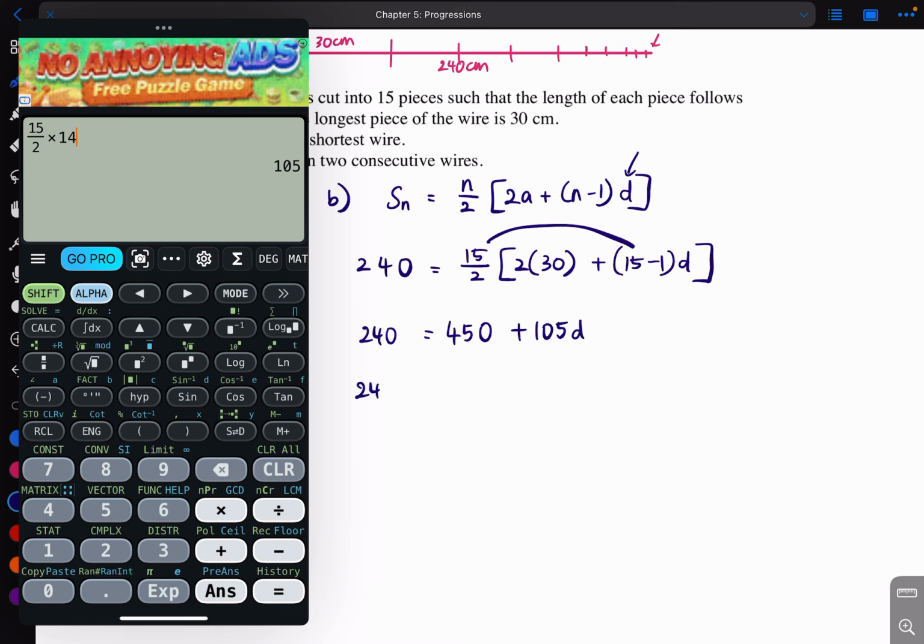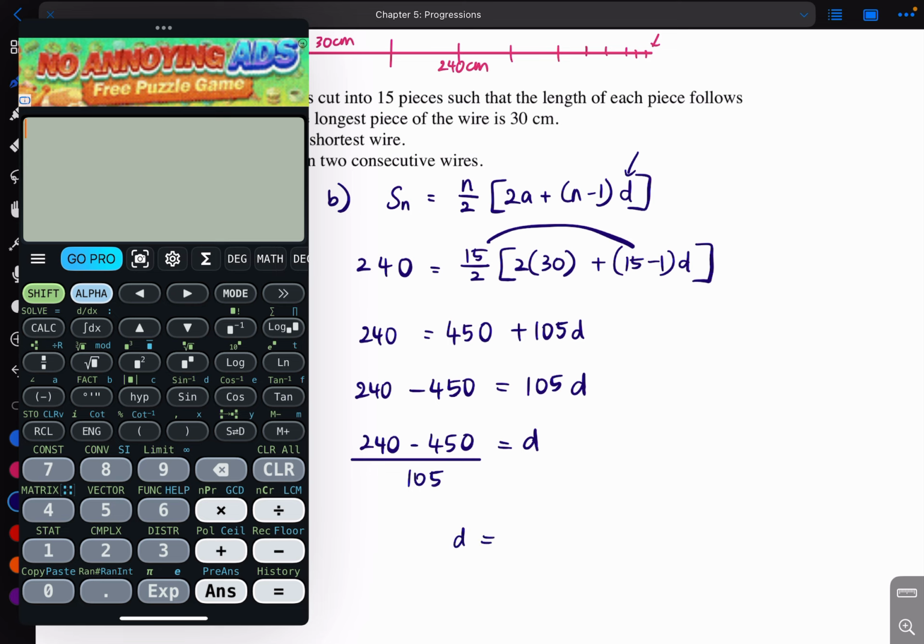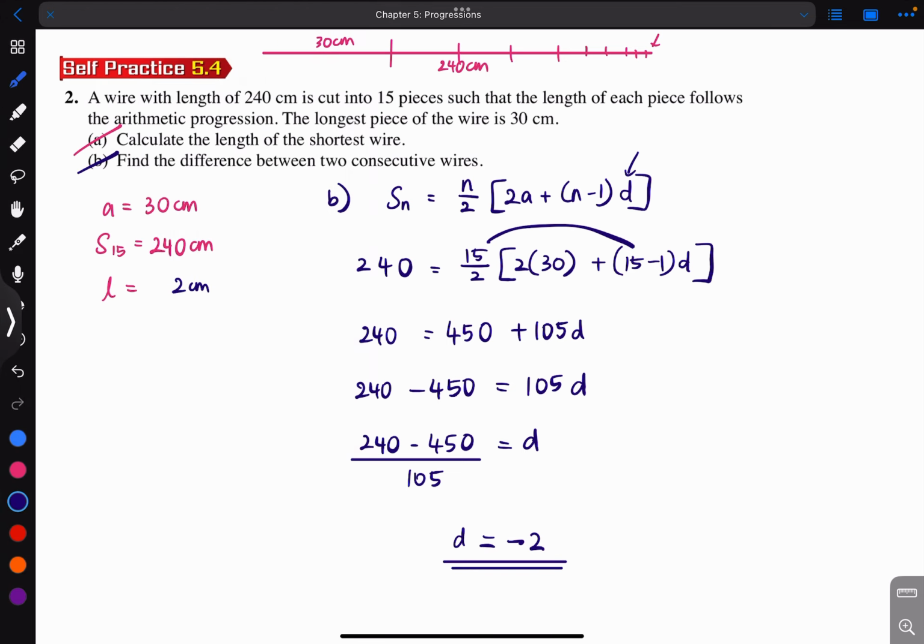So 240 minus 450 equals 105d. So d will be (240 minus 450) over 105. We get negative 2. So it decreases by 2 cm until the last one. So 30, then this will be 28, 26, 24, and so on. That's it.